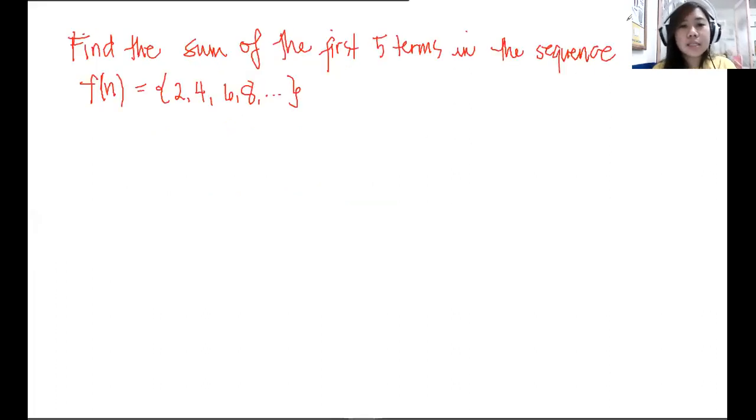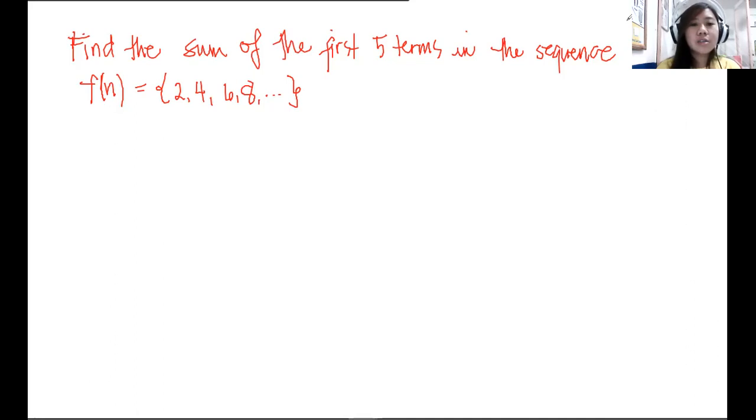For our second example, find the sum of the first 5 terms in the sequence f of n is equal to 2, 4, 6, and 8. As you can see, class, we only have 4 terms given. So we need to find first the 5th term of the sequence. The given sequence is all positive numbers. We have 2, 4, 6, and 8, and their common difference is 2. So 2 plus 2 is 4, 4 plus 2 is 6, and 6 plus 2 is 8.